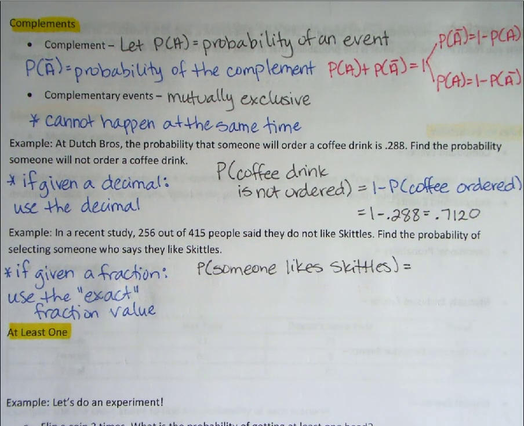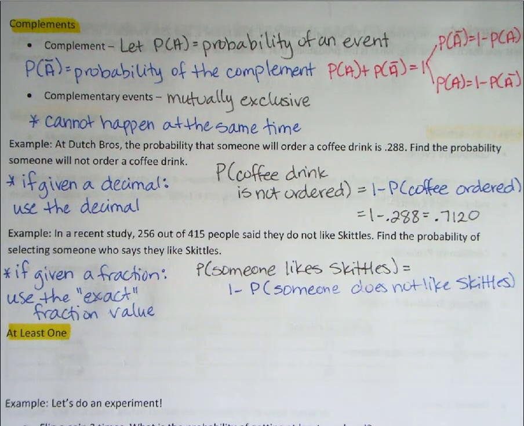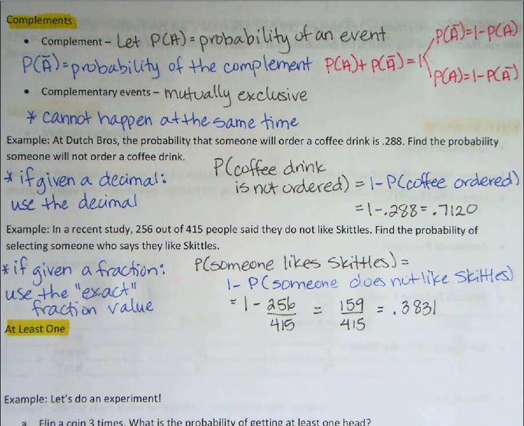In this case, to find the probability of someone who likes Skittles, we can use the complement of 1 minus the probability of someone who does not like Skittles. Using complements, this is the value of 1 minus 256 out of 415. This is also equal to the number of people who like Skittles as 159 out of the 415 that were studied. And this is equal then to the value of 0.3831 as our probability of someone who likes Skittles.